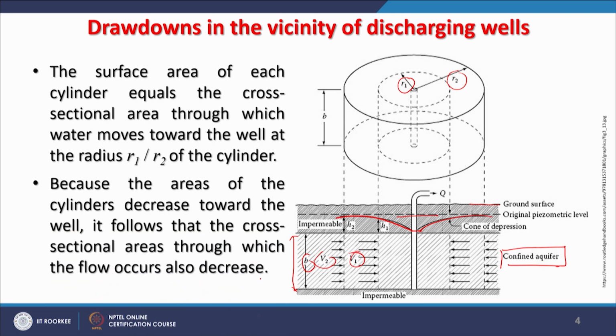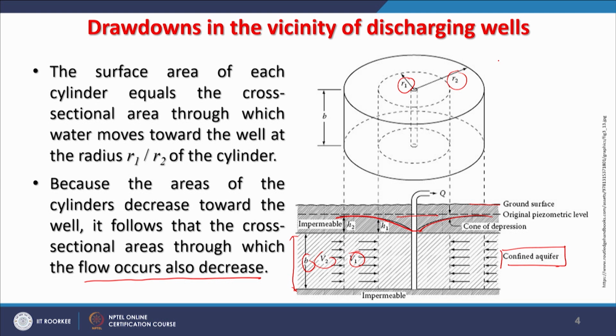Because the area of the cylinder decreases towards the well, as we come closer and closer because of the cone of depression, when we are moving towards the apex of the cone of depression, this open or cross-sectional area will reduce, which will cause a decrease in production of the water, and this flow will also decrease, because now the water which was being withdrawn from a larger cylinder is now being withdrawn from a smaller cylinder.